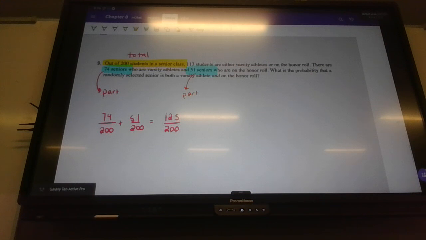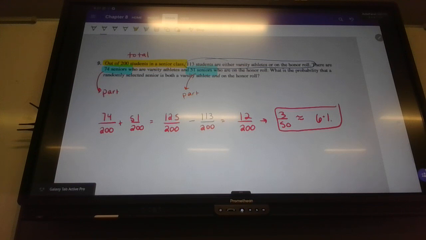So I add up the parts. I will then subtract the one that says how many students are in the sample space. Well, about 200, reduce it. 3 out of 50, divide it. And we're at 6%. I don't feel very confident in explaining it. That's how you do it.